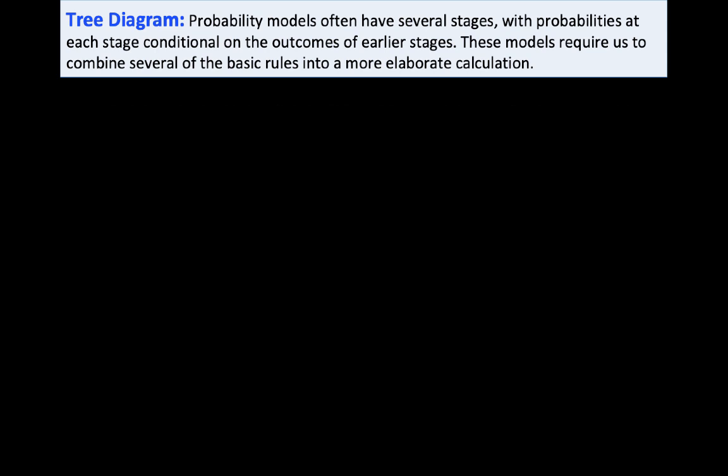Okay, now tree diagram. What is the tree diagram? Probability models often have several stages, with probabilities at each stage conditional on the outcomes of earlier stages. These models require us to combine several of the basic rules into a more elaborate calculation. Okay, tree diagram for the experiment of tossing a fair coin twice. Now think about this experiment. We first toss a coin and we check the output. It should be head or tail.